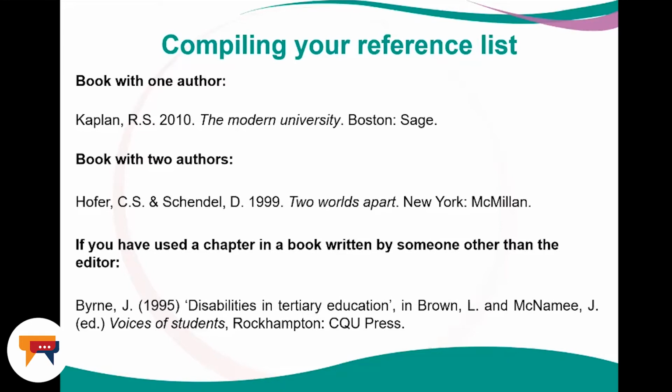But when it's one author, it is the name, the initials, the date, and then the book name in italics. And when there are two authors, there's a comma and an ampersand between the two authors, and the book name in italics and the publisher. And if you have used a chapter in a book written by someone else, other than the editor, you will then indicate that it is by Byrne and it's in Brown's book, and you will indicate that it's the editor. Again, I advise you to go through this very carefully and make sure that you look at examples when you compile your reference list.